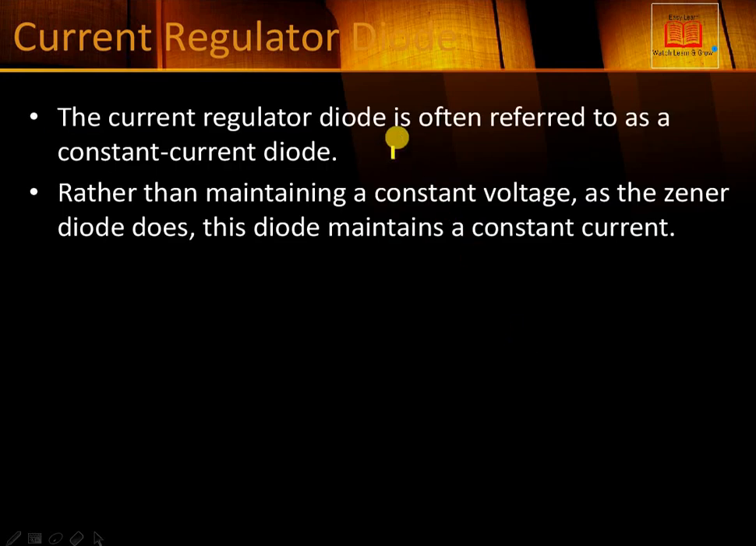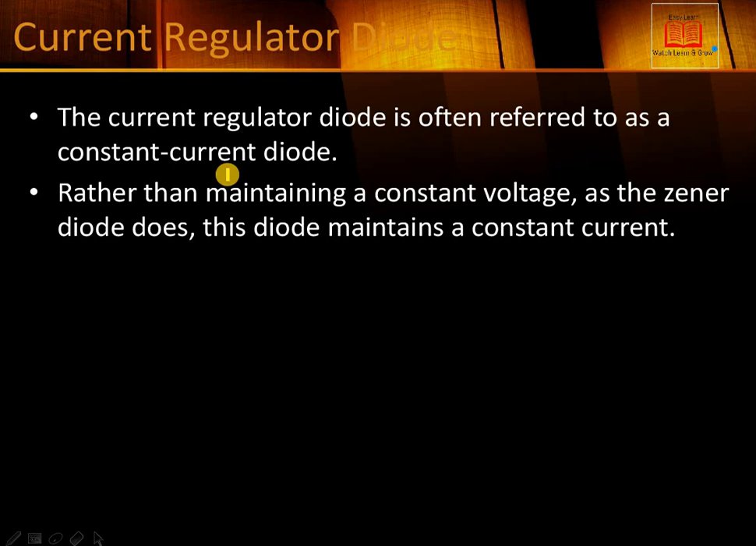The current regulator diode, as the name indicates, is for regulation. Once again, its purpose is regulation. In the case of the Zener diode, as we have seen, it maintains a constant voltage. Here the current regulator maintains a constant current. Some appliances and circuits are sensitive and don't support much higher ratings. That's why we sometimes use current regulators as a protection, because it maintains constant regulation.